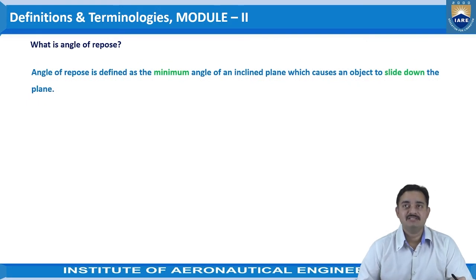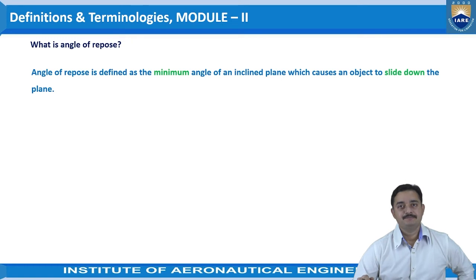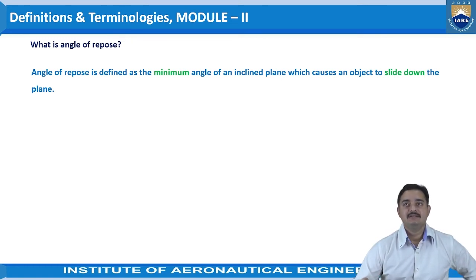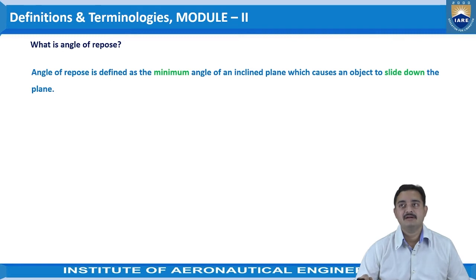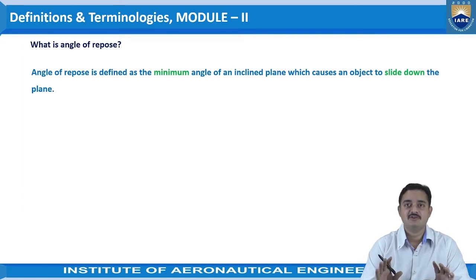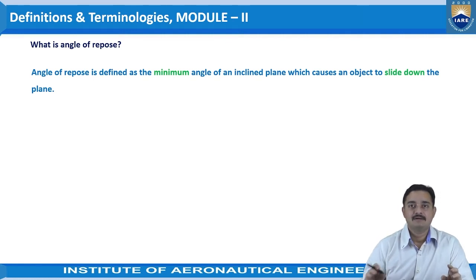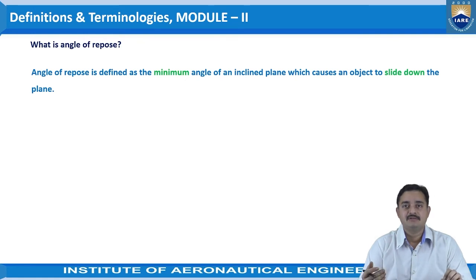So, angle of repose is defined as the minimum angle of an inclined plane which causes an object to slide down the plane. So, here we can observe that when the object is placed on an inclined plane, if the inclination is not sufficient for the object to slide, that is because of the friction that is prevailing, the object is not going to slide down. And at a point when we increase the angle, then the object by itself will tend to slide downwards.